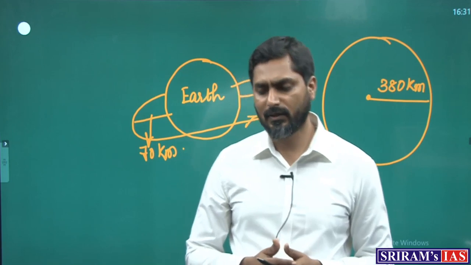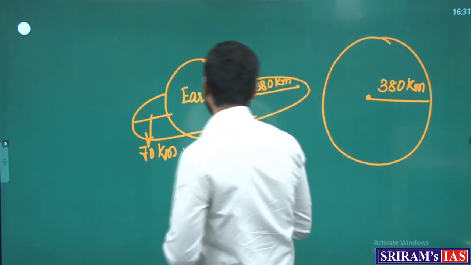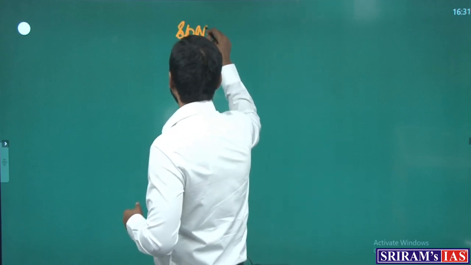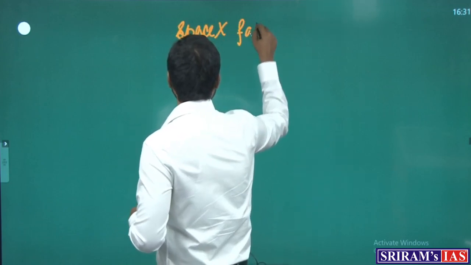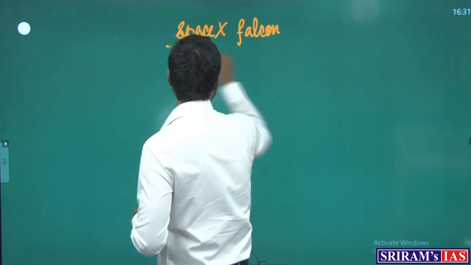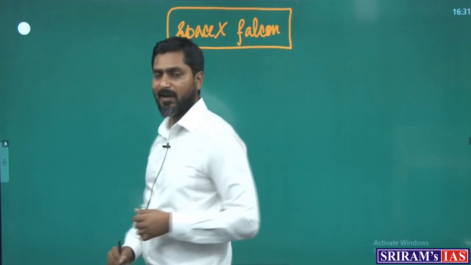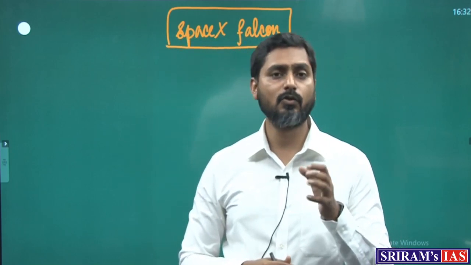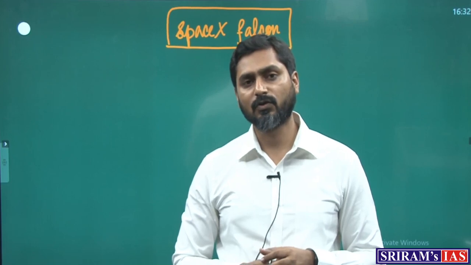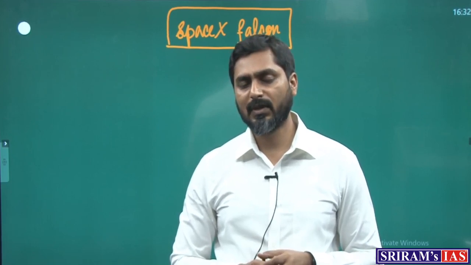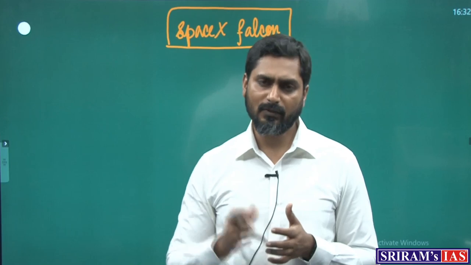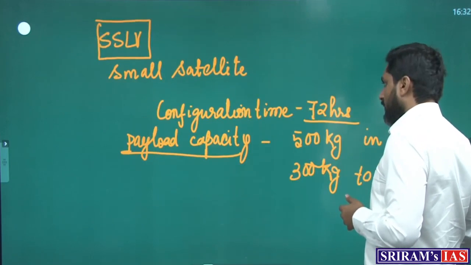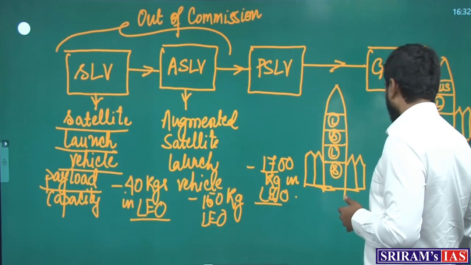Now in launch vehicles, you would have heard about Falcon's SpaceX or SpaceX Falcon. Now what is this Falcon? So this Falcon is world's first completely reusable orbital class launch vehicle. So why is it considered to be reusable? If you see the launch vehicles, the different portions of the launch vehicles.